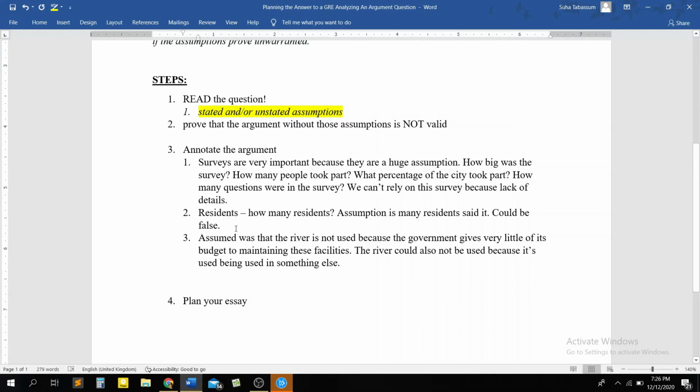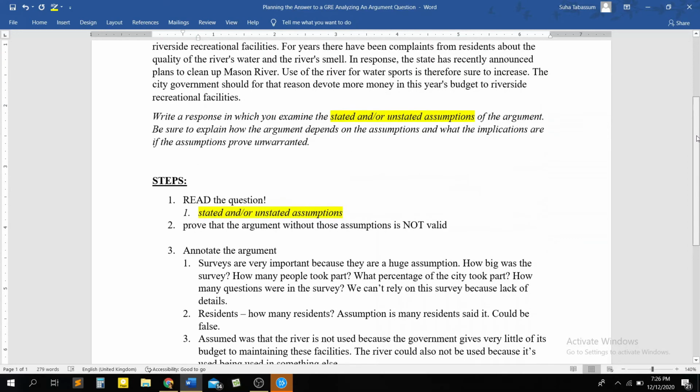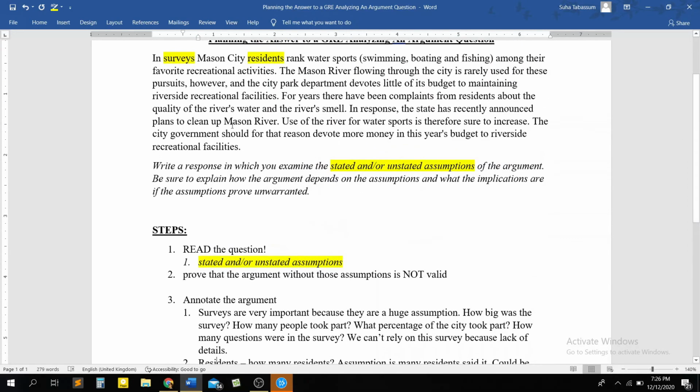So what we're doing here is that we're finding assumptions like the survey, the use of the word residents, this usage of the river, and we're finding points that make this assumption invalid. That is the whole point of the argument essay, to analyze this passage and find the points which, if not true, could make the whole argument invalid. So we're done with this sentence.